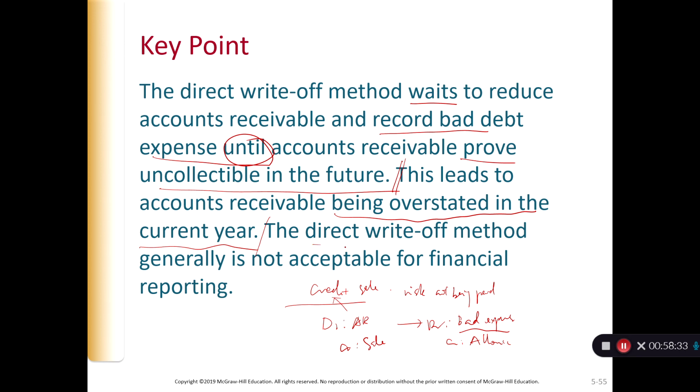Therefore, direct write-off is generally not a good method at all, because if you do not record bad debt expenses while you're offering credit sales, you're basically overstating your accounts receivable. You're overstating your assets. You really do not have that much money, that much asset, but it looks that way because you didn't consider bad debt expenses.